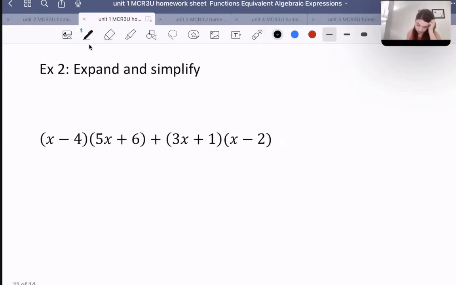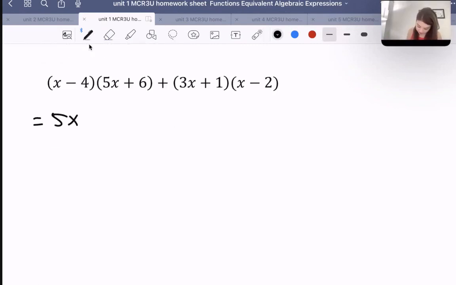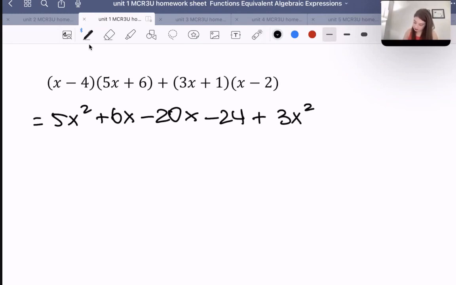So let's go through. Here we have to use the FOIL method first on both this part, and then add everything up. So let's do that. Okay, so first one would be 5x squared plus 6x minus 20x minus 24. So that's our first one. And then plus the second one: plus 3x squared plus or minus 6x plus x minus 2. And then let's collect the like terms.